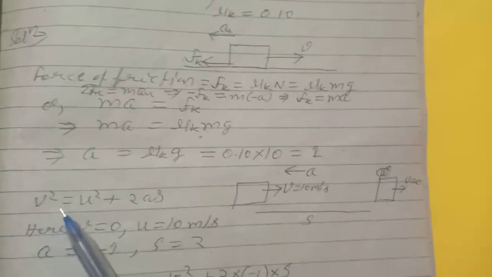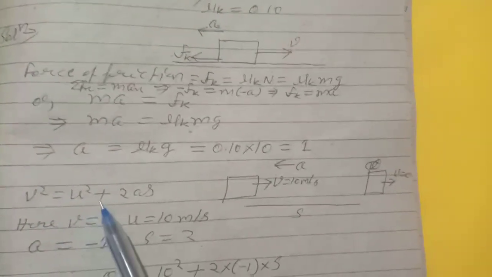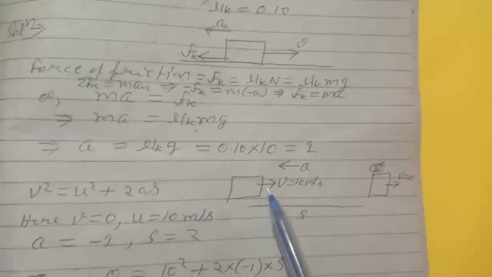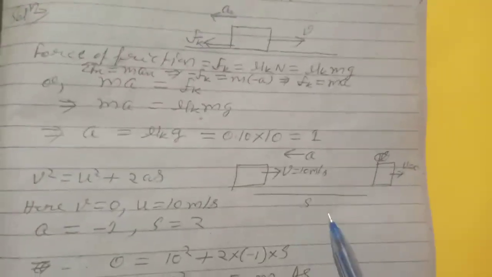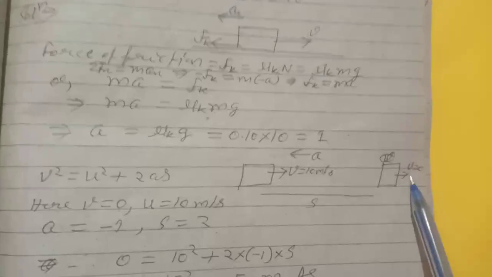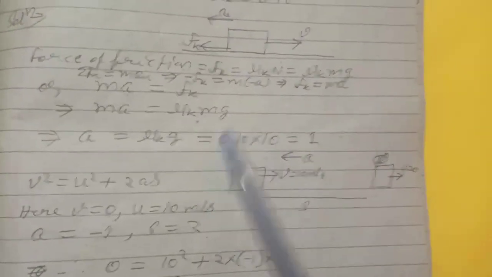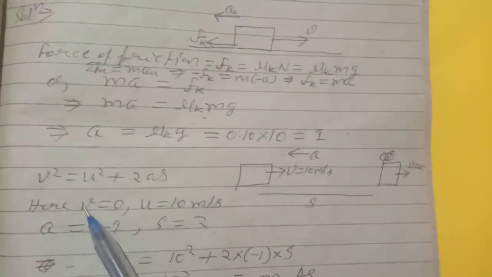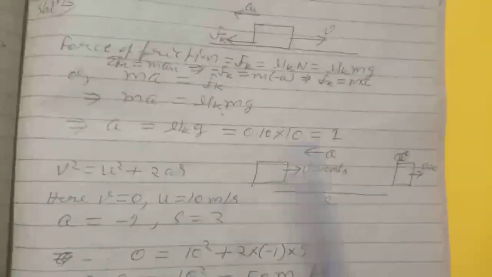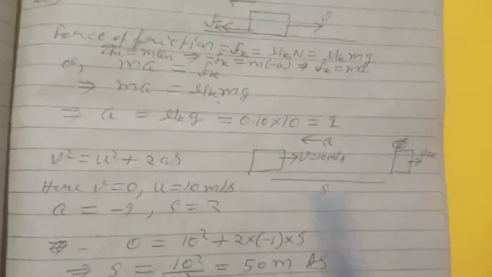Now we have the formula v square equals u square plus 2as, because initial velocity was 10 meter per second here and final velocity is 0, that is, the body comes to rest after traveling a distance s. So final velocity v equal to 0 and u equals 10 meter per second. Now a equals minus 1 because acceleration is acting in this direction due to friction force, and s is the distance to be found.